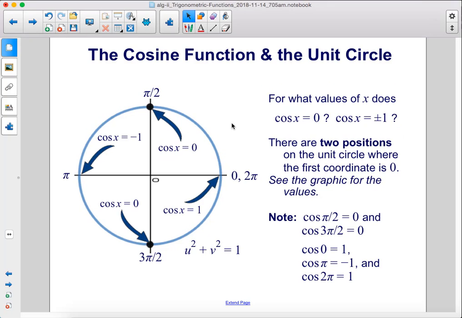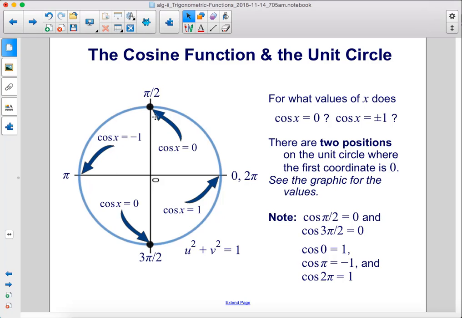For what values of x does cosine x equal 0? Where does cosine x equal positive and negative 1? There are two positions on the circle where the first coordinate is 0. That would be here and here. Cosine x equals 1 here, and cosine x equals negative 1 here.